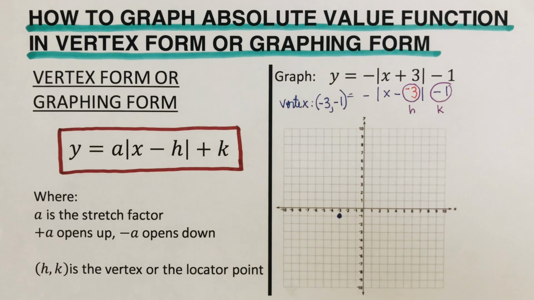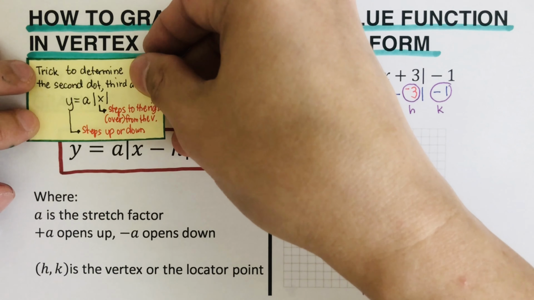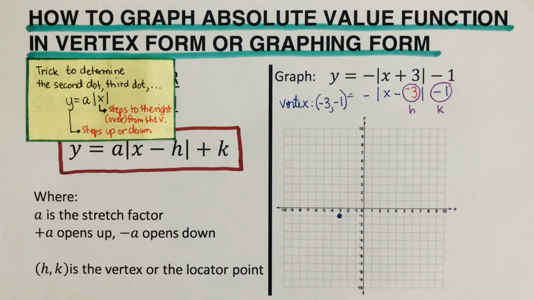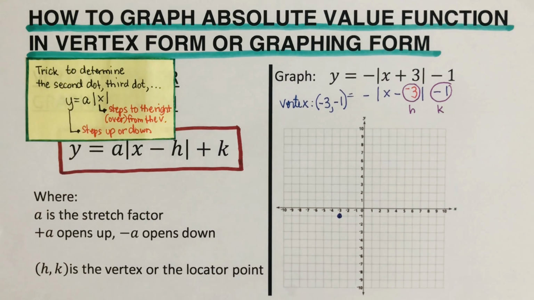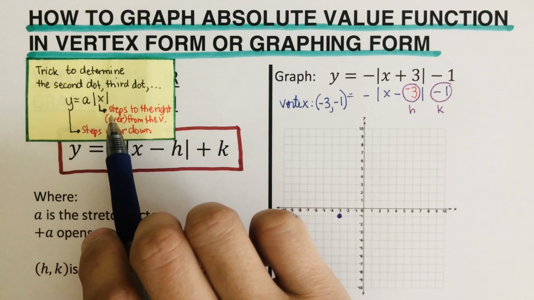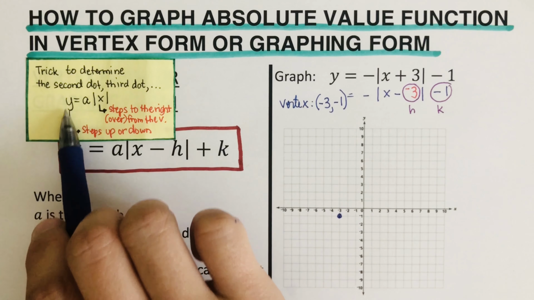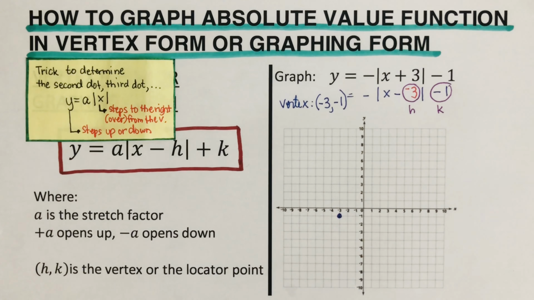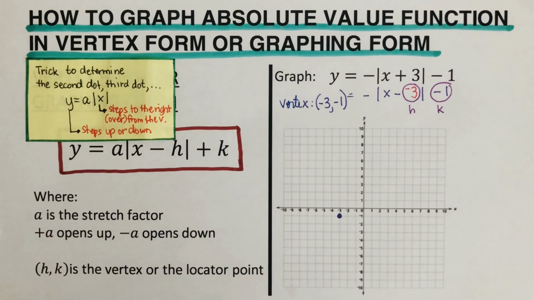Now, in order that we can determine the second and the third dot, I'm going to put the trick that we have up here. So I put the little trick on this post-it. The trick to determine the second and the third dot is that we're going to use this equation right here. This is like the parent equation for absolute value function. The x here represents the steps to the right from the vertex, and the y here represents the steps either up or down, and then the a is the stretch factor that we got over here.